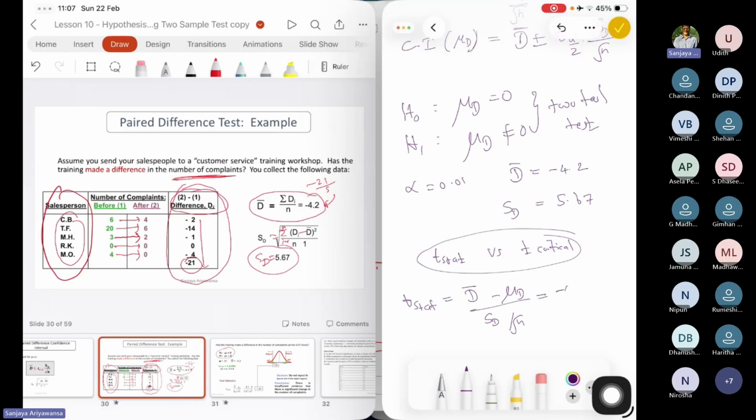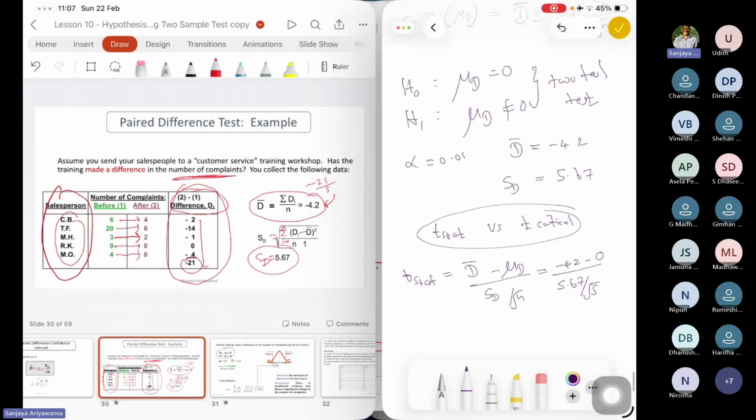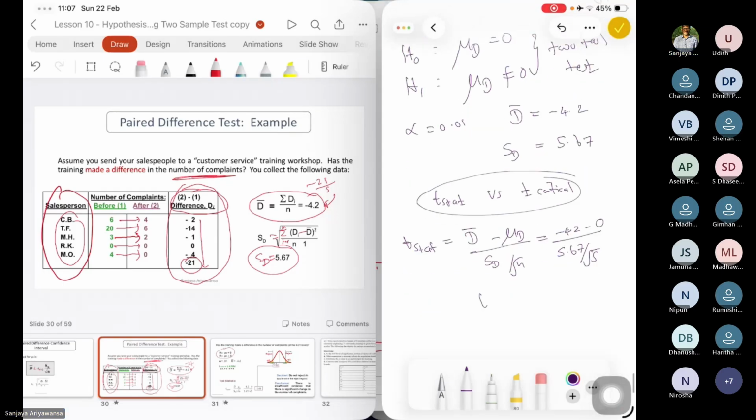So what is d bar? Negative 4.2. Mu d, we are claiming there is no difference, so it's 0. SD we have calculated, 5.67. What's the sample size? 5, so square root of 5. So you get the t test statistic as negative 1.66.